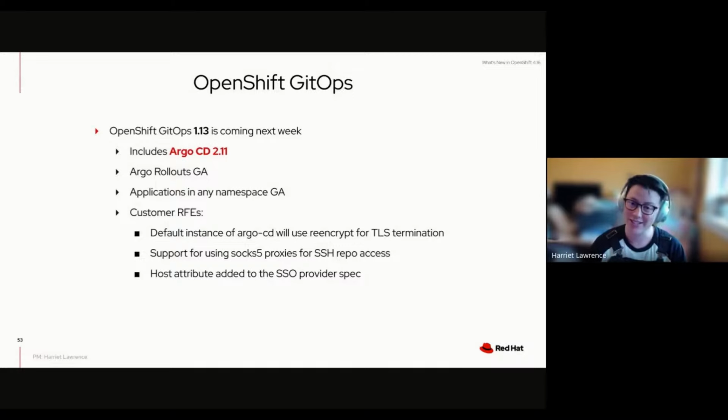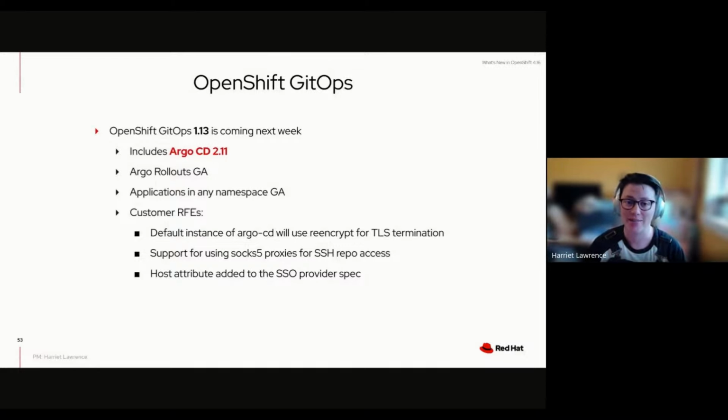This is a very exciting release for us as we've got two features going GA, Argo Rollouts and applications in any namespace. So if you've been wanting more control over how you're deploying, Argo Rollouts include support for Canary and blue-green deployments. You can progress and roll back your deployments manually or automatically based on custom metrics.